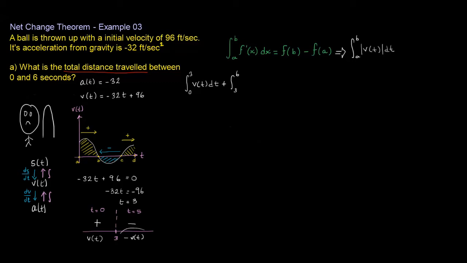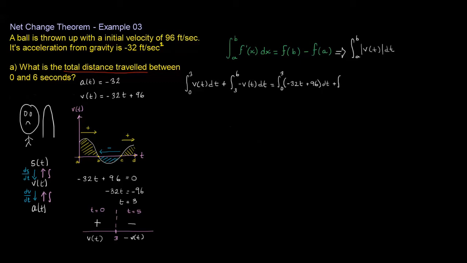But in this case, we're going to take negative velocity with respect to time. Actually, I'm going to substitute the expression that we have for velocity in this step. Here it is between 0 and 3, and it will be negative 32 t plus 96, differential of time, and there would be plus.